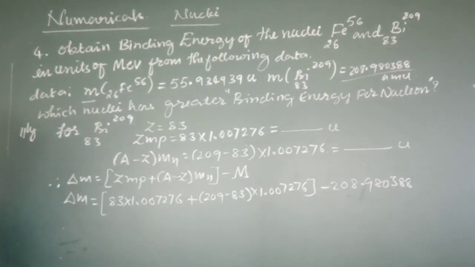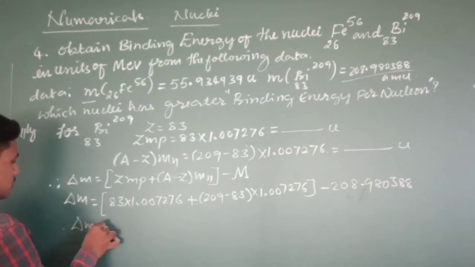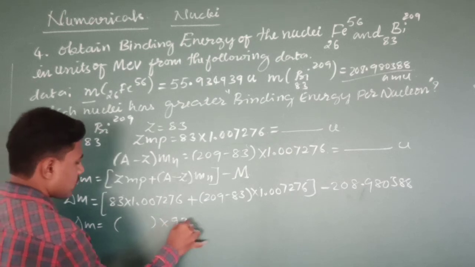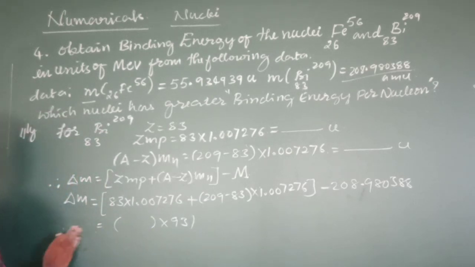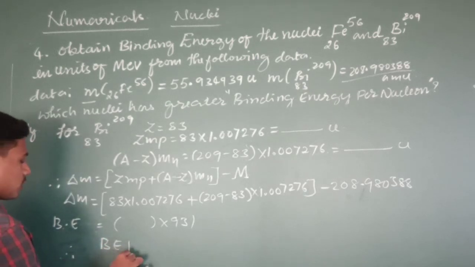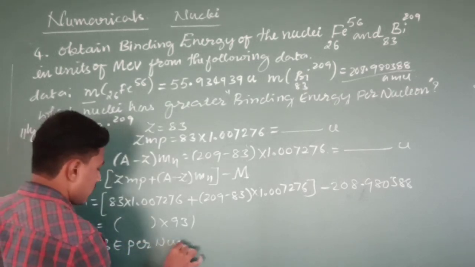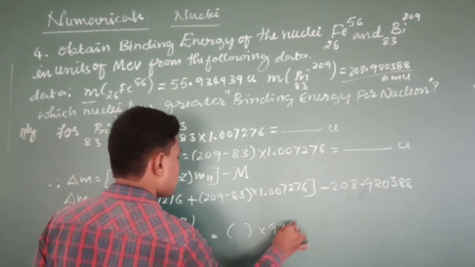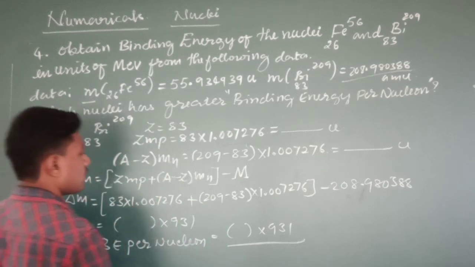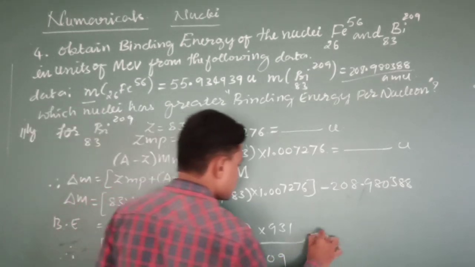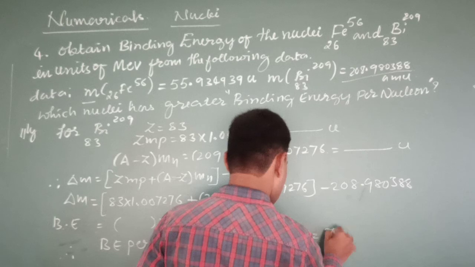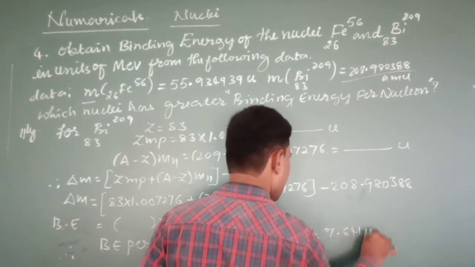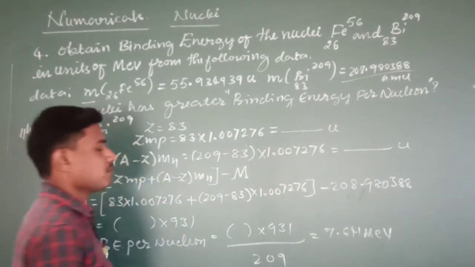So if you take the mass defect, calculate the mass defect. So this mass defect into 931, you will get a binding energy. Therefore, binding energy per nucleon, that is so and so into 931 divided by 209, and this value you will get it as 7.641 MeV. Check once whether you get this.